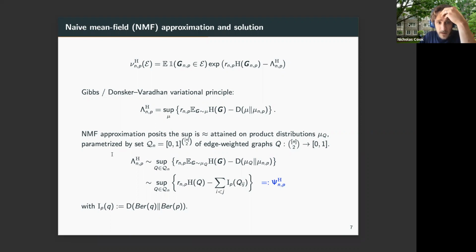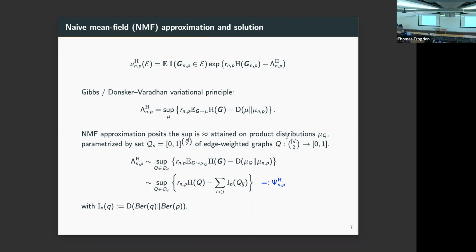But the naive mean field approximation gives a much more tractable variational problem over a much lower dimensional set. And it's not always true, but when it is, it's nice. So this approximation posits that the supremum is roughly attained on product distributions. So it suffices to look at product distributions, which is a much lower dimensional set.